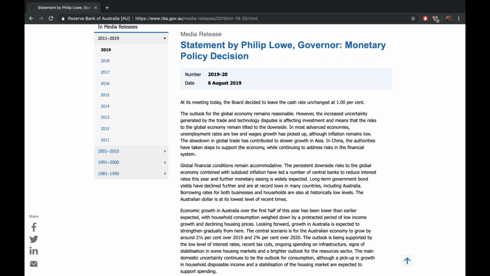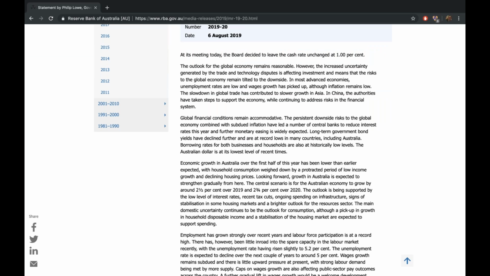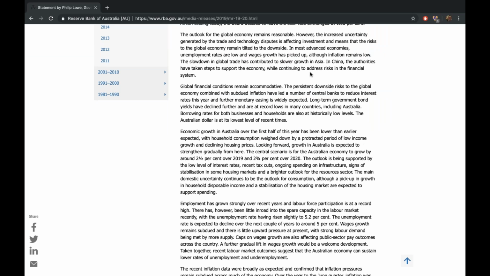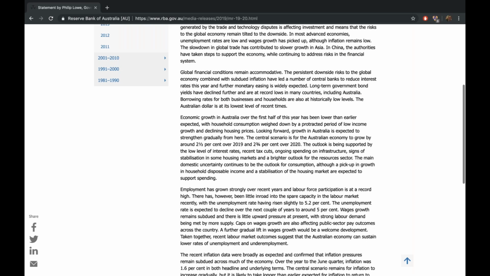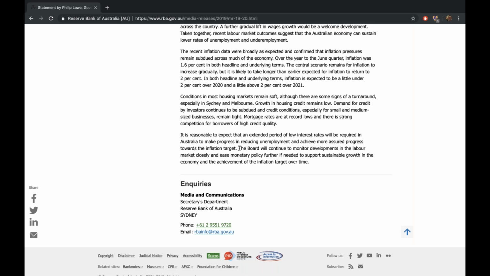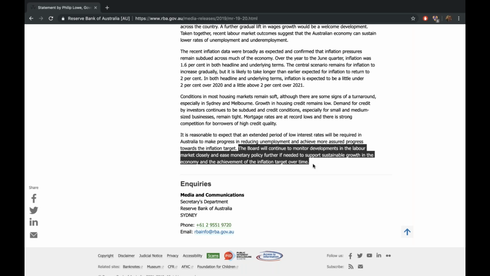Not only do you get some clues about what's going on in the world, if you need to pick up on what's happening with China and Asia, reading these reports can be very helpful. You also get these little nuggets, like here. This is how the statement ended: the board will continue to monitor developments in the labour market closely and ease monetary policy further if needed to support sustainable growth in the economy and the achievement of the inflation target over time.